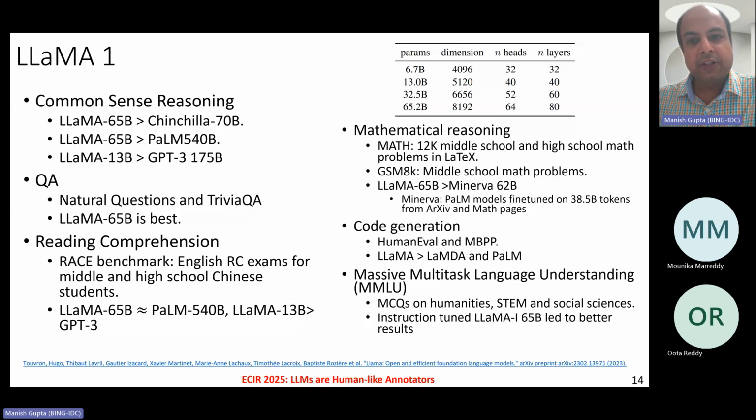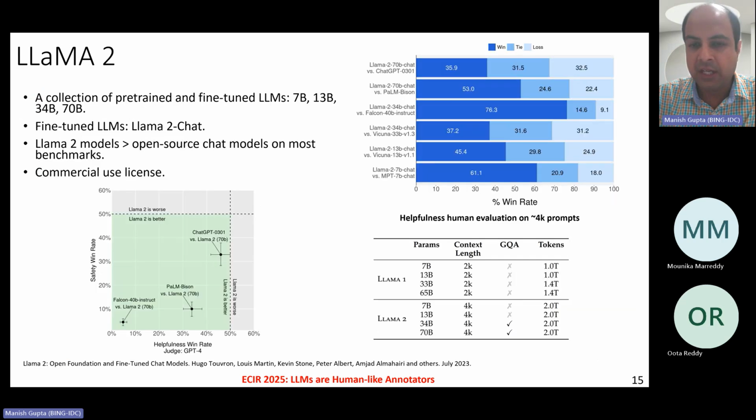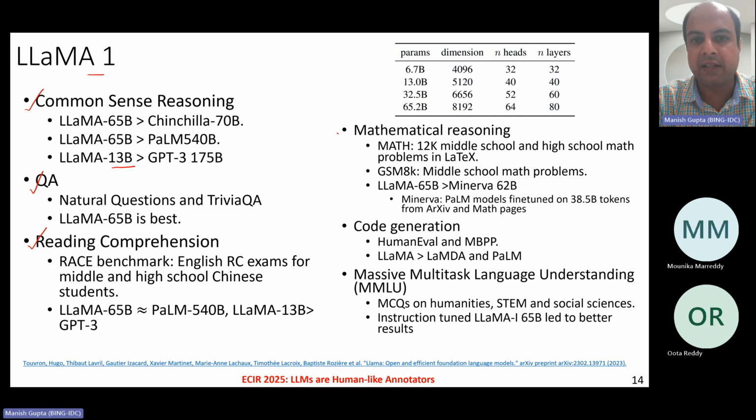Right. So the interesting part is that in this small language model world, LLaMA 1, again, I'll not, of course, read through the entire slide, but LLaMA 1, people showed was pretty good in terms of various tasks, whether it is common sense reasoning, question answering, reading comprehension, or other tasks like mathematical reasoning, code generation, or basically on a bunch of around 50 tasks, which are a part of the MMLU benchmark.